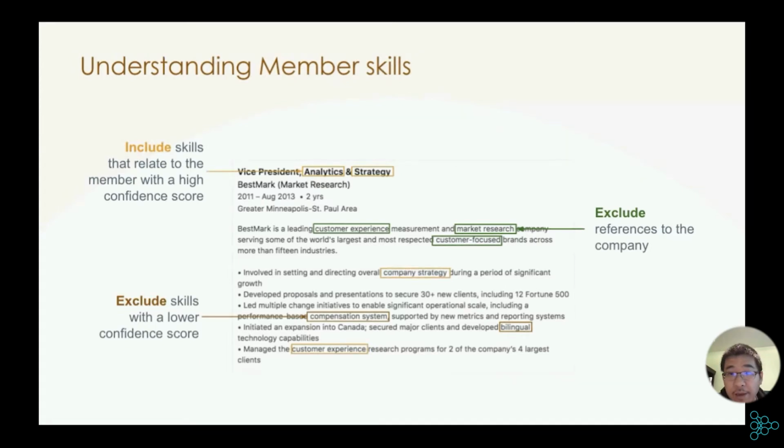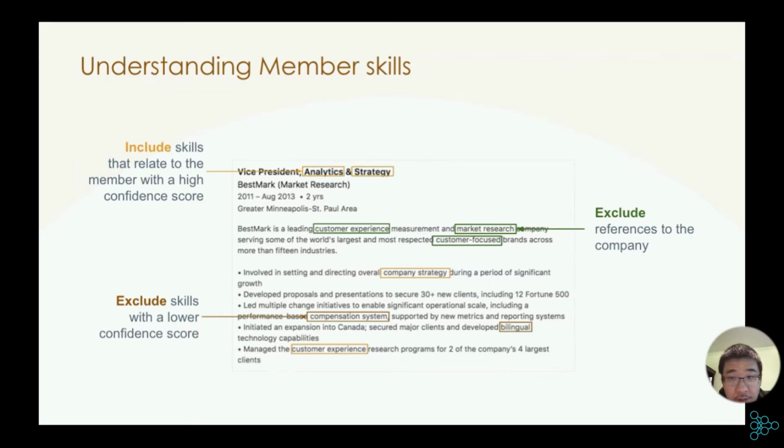Okay, now we have members, we have skills. The next question is how to build the connection, build the relationship between the member and the skill. So let's take a close look at this member's profile. We need to understand the skills this member has, right? So we have multiple highlighted skills, using the rectangle to highlight those skills. Those are the skills mentioned in the member profile.